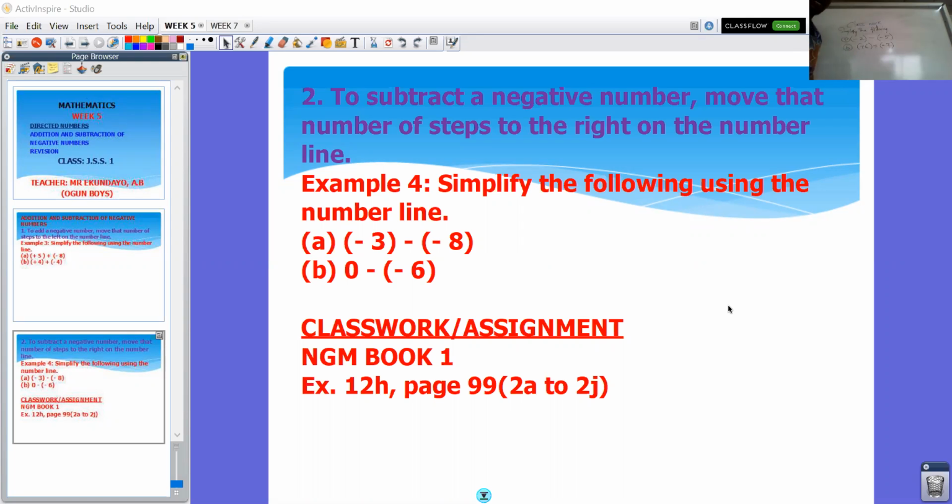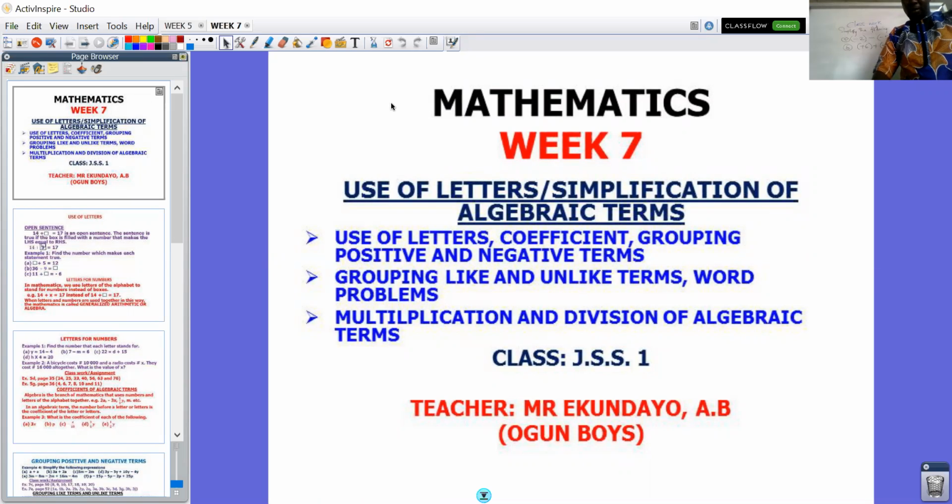So we are moving to another topic now, which is algebra, use of numbers and letters. You can take the assignment from your colleague if you are not yet done. So this is our new topic now: use of letters and simplification of algebraic terms. That's what we want to start now.